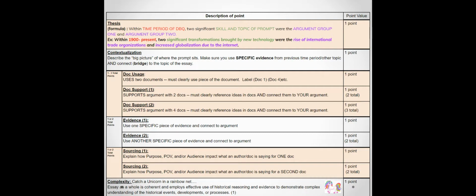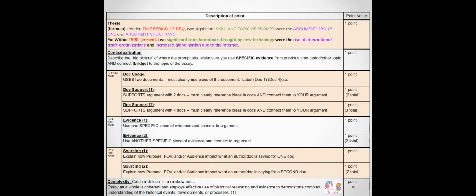Contextualization is still the big picture. It's how did we get here? You need to give specific historical evidence. That's people, events, places. Give me some names from a previous time period that led to this moment. You've got to connect it. So it can't just be random events. It can't just be, oh, this also happened. You have to show how event A from 100 years ago led to the prompt or event B.